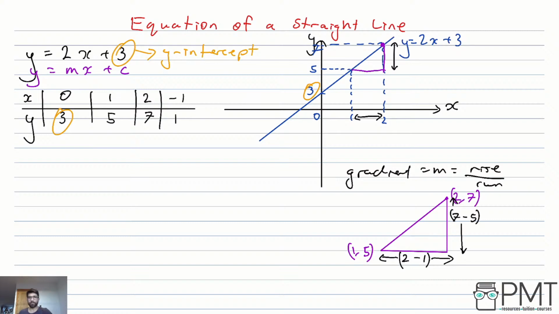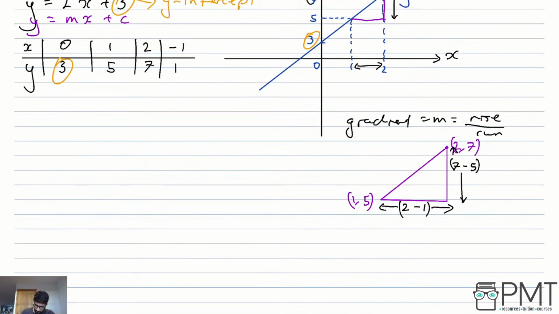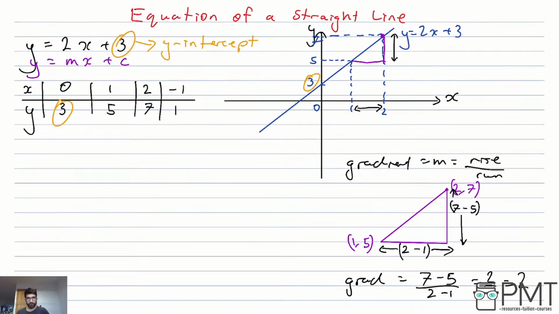So if you wanted to calculate the gradient, you can find it by saying 7 minus 5 over 2 minus 1. That's 2 over 1, which is 2.